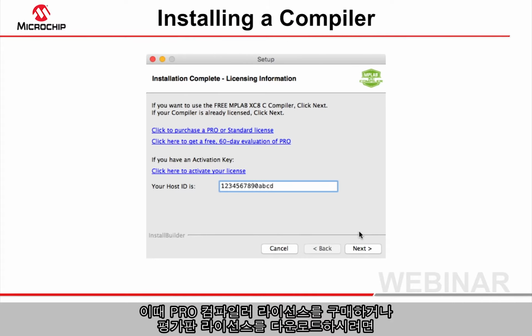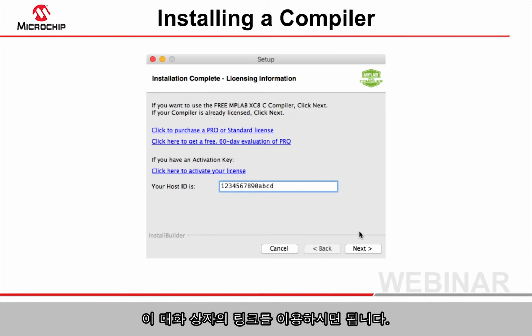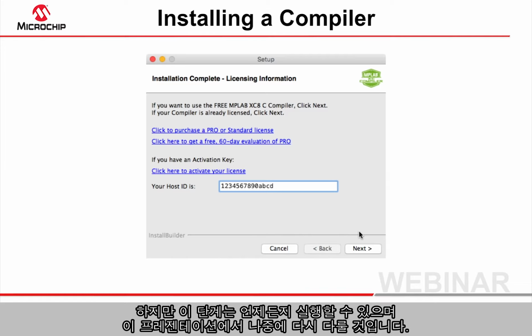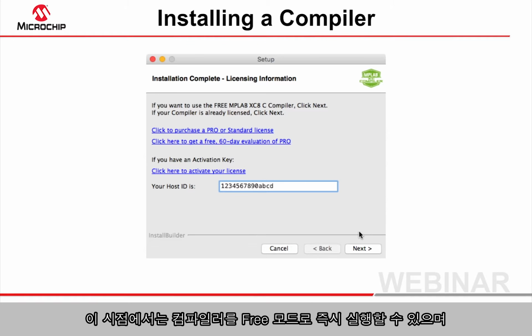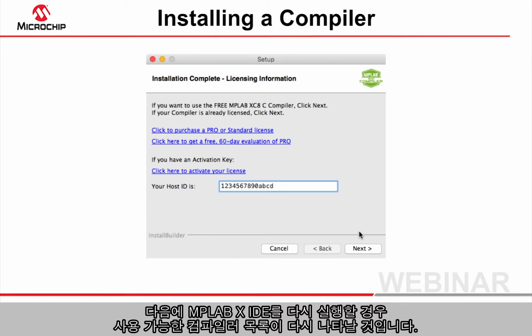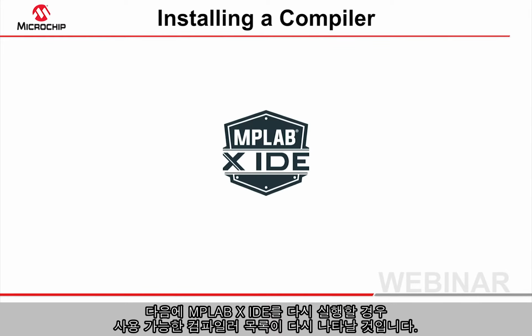If, at this time, you would like to purchase a full compiler license or download an evaluation license, you can use the links provided in this dialog. However, you can perform these steps at any time, and the process will be discussed later in this presentation. At this point, the compiler is ready to use in free mode, and will appear in the list of available compilers the next time you run MPLAB X IDE.